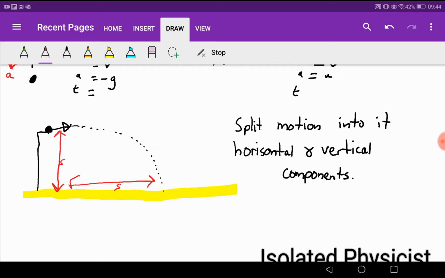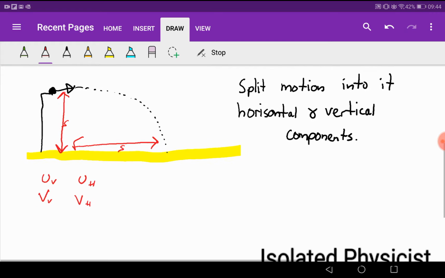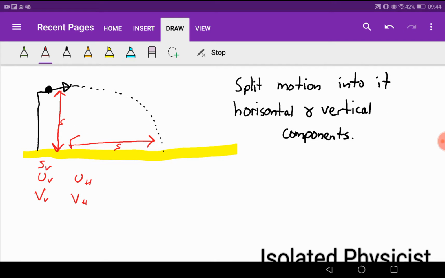It'll have some initial velocity, u in the vertical direction, and it'll have some initial velocity u in the horizontal direction. It'll have a final velocity in the vertical, a final velocity in the horizontal plane. So we said it's got s vertically, s horizontally. It'll have some acceleration in the vertical plane, some acceleration in the horizontal plane, and also it will take some time in the vertical to get to its destination. Some time in the vertical, some time in the horizontal.